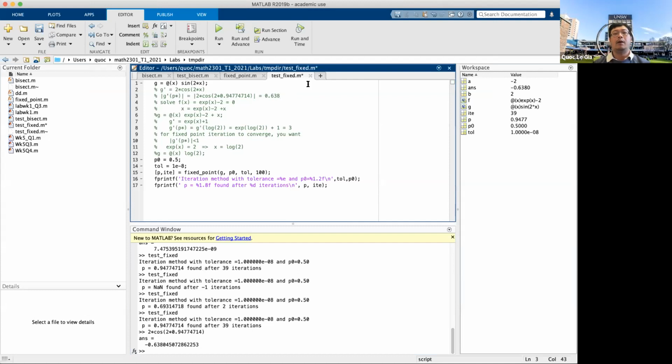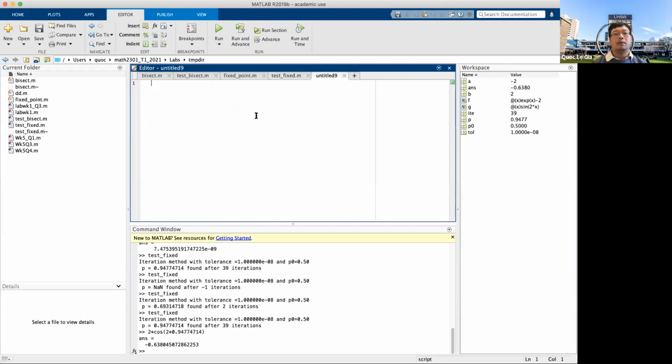0.638, whatever. Okay, so we stop here and we move to Newton's method. The next one will be Newton's method. So again, let me cut and paste the description of the function.